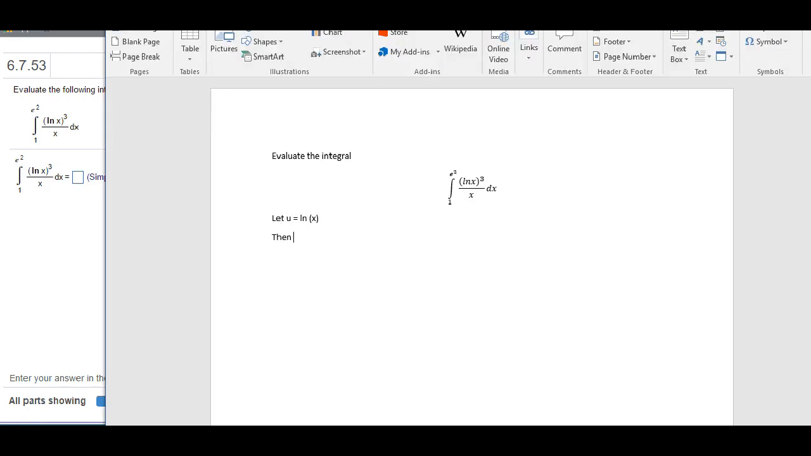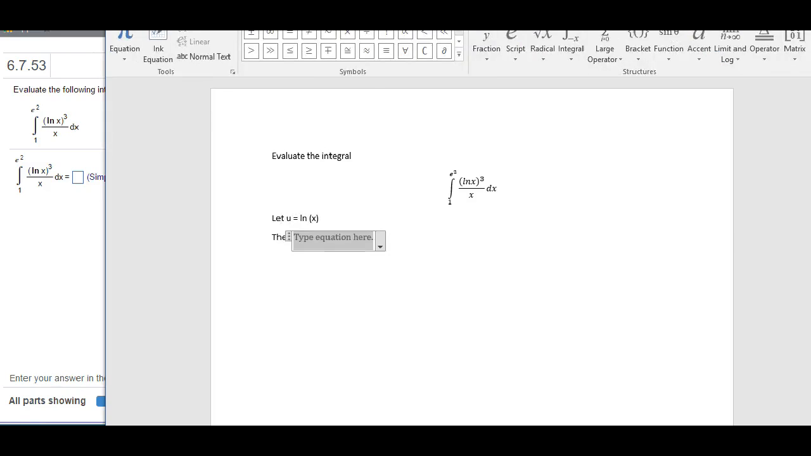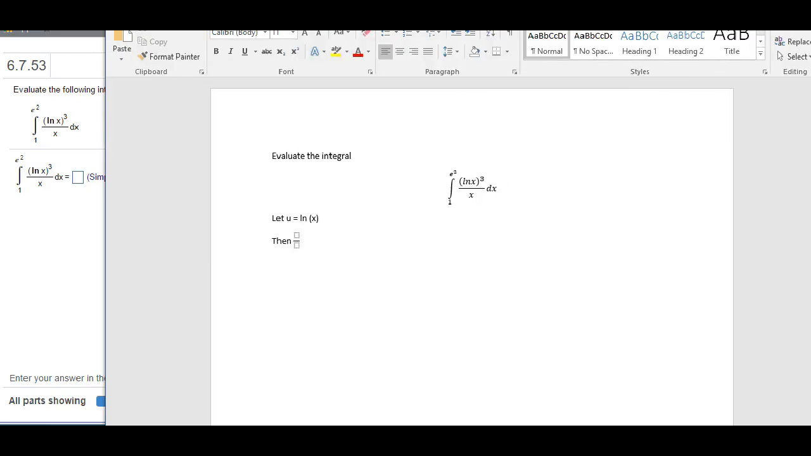It'll slow the video down just a little bit while I typeset all this stuff, but you'll get to see how I use some of this. So let's see, then du inside my equation here equals the fraction 1 over x dx. All right, so I'm going to replace the 1 over x and the dx with a du.